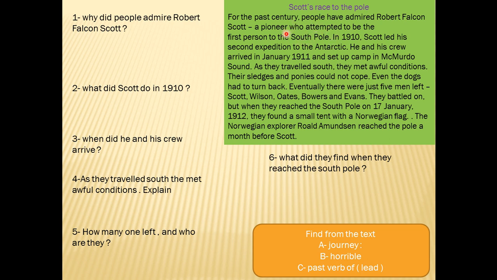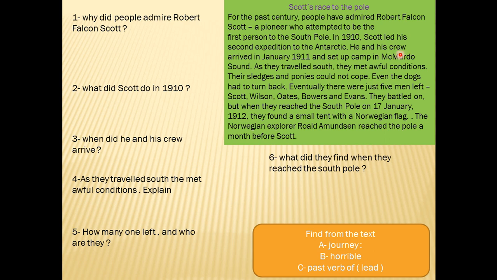South Pole. In 1910, Scott led. Led is the past verb of lead. When we say lead, the noun is leader, led. His second expedition. So this is the second expedition. That means he had gone before this expedition to the Antarctic. Antarctic is the South Pole. Areas or regions in the South Pole, we call it Antarctic.